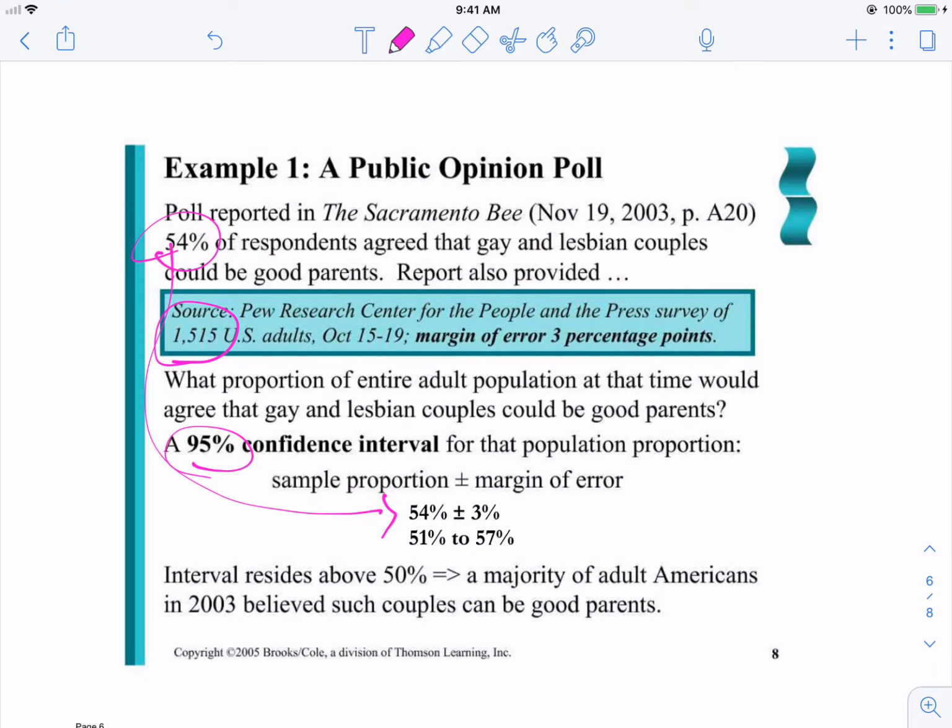Particularly important here is that that entire interval is above 50%, indicating that we do have a majority of American adults that at that time believed couples, gay and lesbian couples, could be good parents. It's not enough to just have that sample proportion above 50%. We need the entire interval to be above 50%. Because again, you're not concerned with what that sample says. You want to be able to use that sample to say something about the population as a whole.